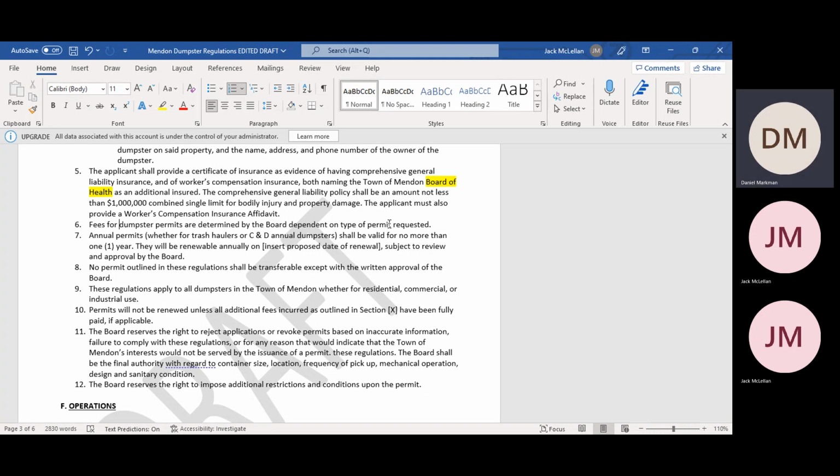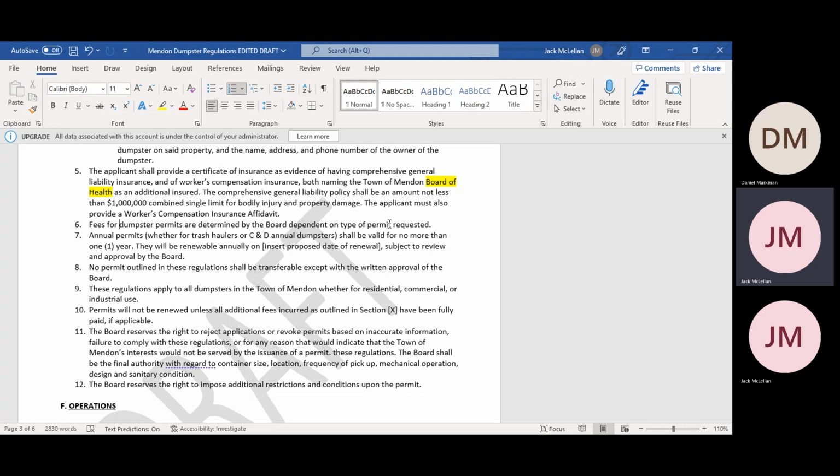Mendon, at present, is using Northbridge's philosophy, which is regulating the haulers and making it the responsibility of the haulers to obtain the permit and to inform the town where the dumpsters are, what kinds of dumpsters they're providing, et cetera, et cetera. And then, provided that a resident is getting it from an approved source, it doesn't matter what the resident is doing.